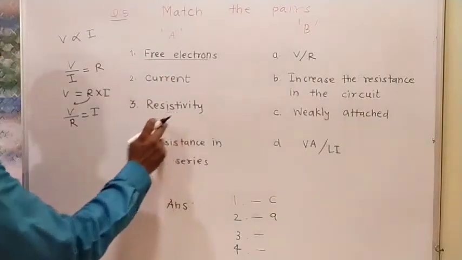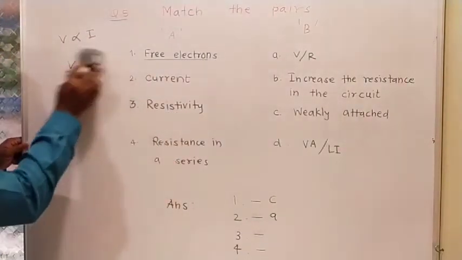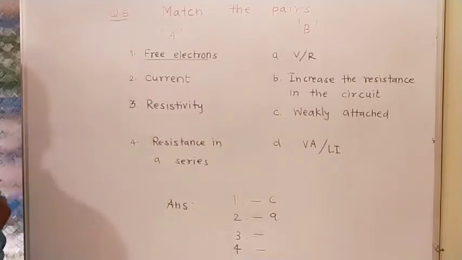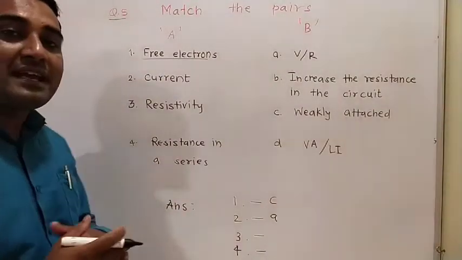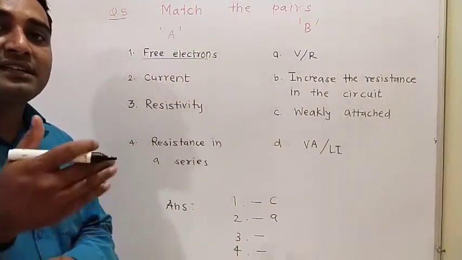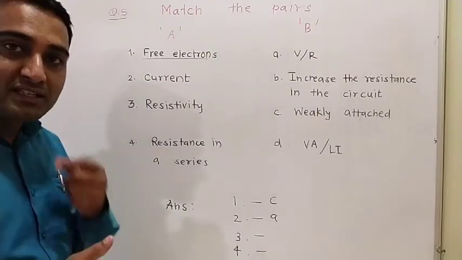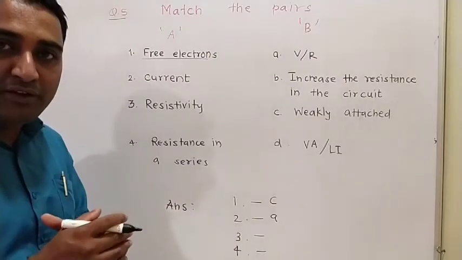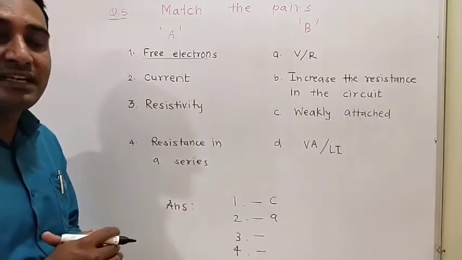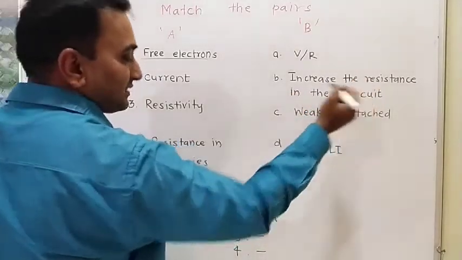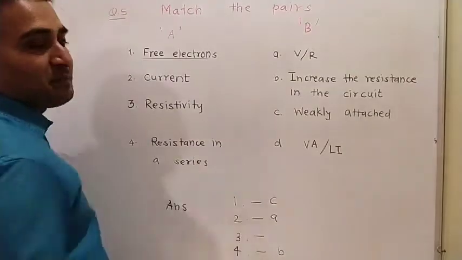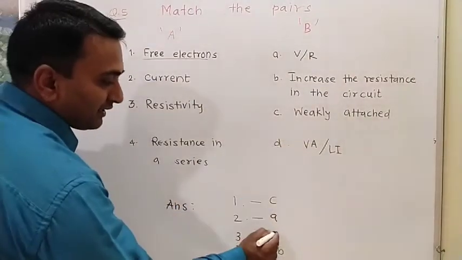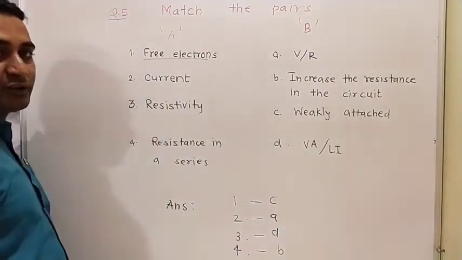Now what do we have? We have resistivity. What is meant by resistivity? We have discussed that already. Okay, leave that one. Now resistance in a series. What is the characteristic? When resistors are connected in series combination, the effective resistance increases. So the resistance in the circuit increases. So here the option is B. So only one option is remaining here, which is D. But how it is, that we are going to discuss now.